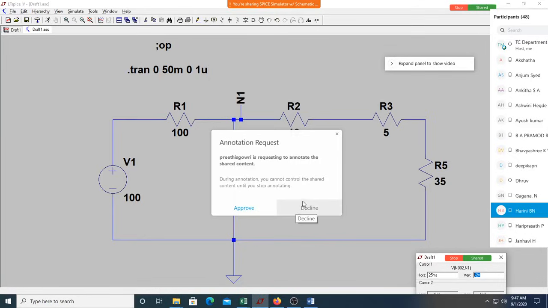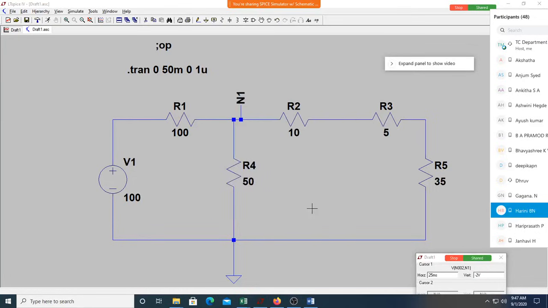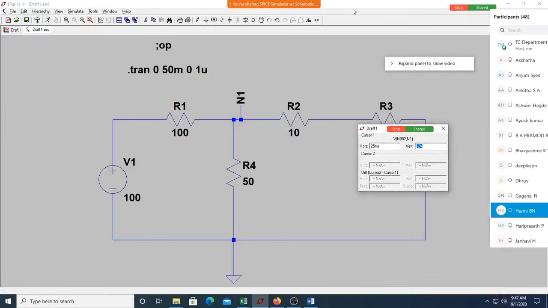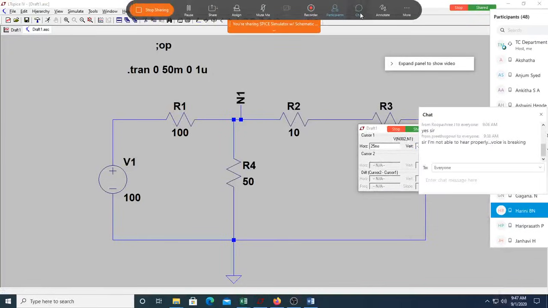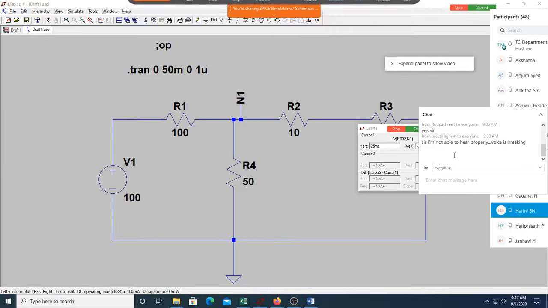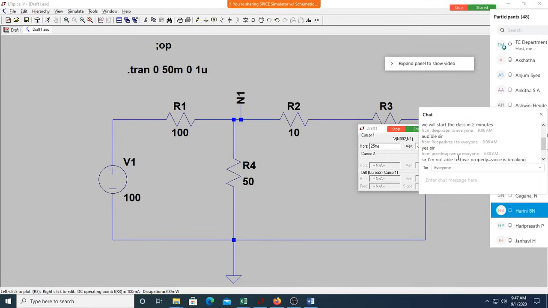Okay, hope you enjoyed the class. If you have any doubts, you can just put your things in the chat box. I'm not able to hear properly, voice is breaking. It's not my problem. Maybe you have to check your network. Preeti Gauri. Okay, fine.